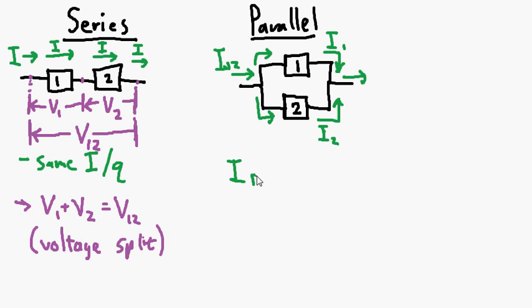I'm sorry. All right, so I12, which is the total current, is going to be the current through 1 plus the current through 2. Okay? So current is split.